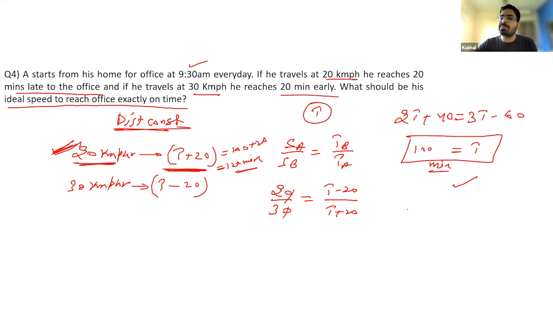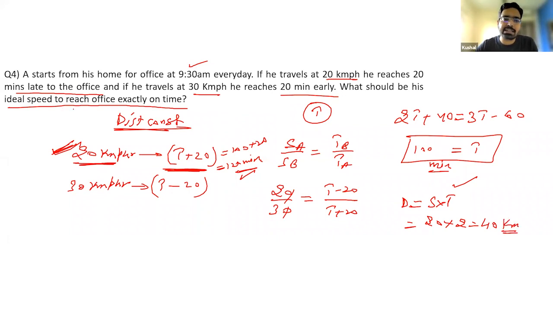Correct? So what will be the distance traveled? Distance is nothing but speed into time. What is the value of speed? 20 kilometers per hour. Time period over here was what? 120 minutes. 120 minutes is nothing but 2 hours. So you will have 40 kilometers as the distance.